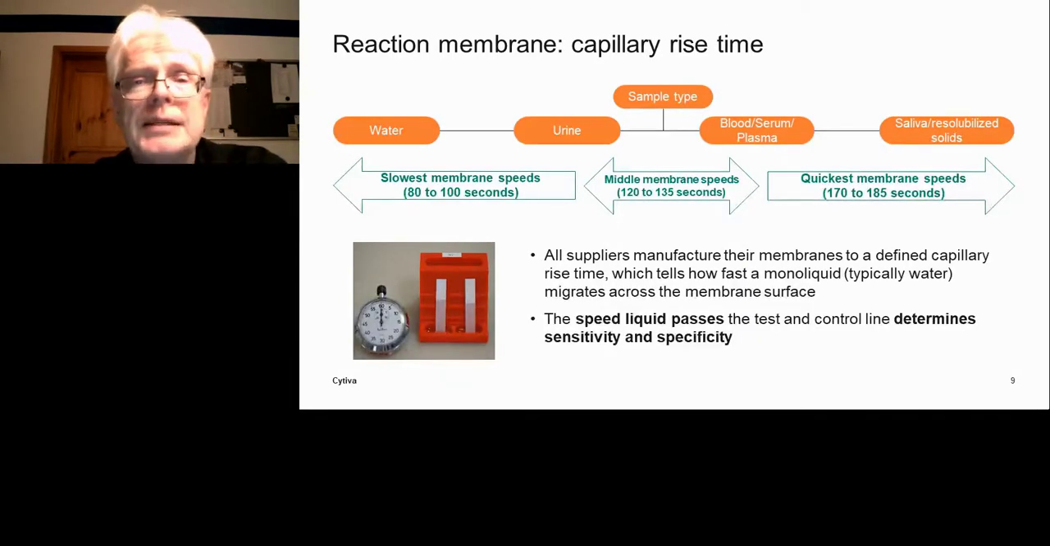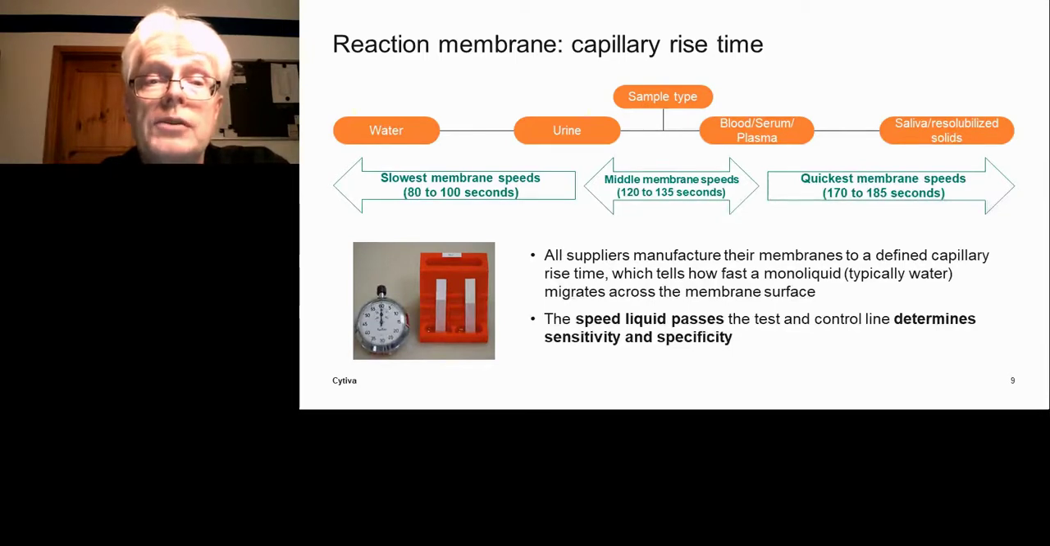So capillary rise time, what is that? That's the time that a liquid, and typically this is water, needs to flow a defined distance on the membrane. Typically this is 40 millimeters, and that's used as an in-process control in membrane manufacturing, and it's what we call a specification parameter. At the lower left of that slide, you see what the determination of capillary flow time or capillary rise time looks like.